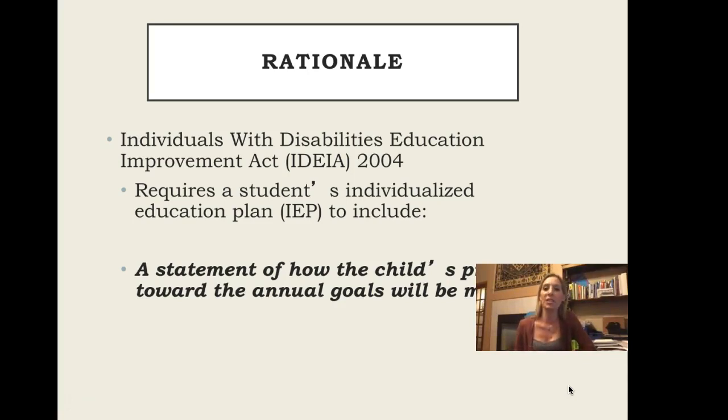Now there's another legal implication, and that is if you have a student who does receive special education services, meaning they have an IEP, then IDEA requires that you include a statement of how the student's progress toward the annual goals will be measured. So you need to make sure that you're always stating how you're going to consistently measure that growth.